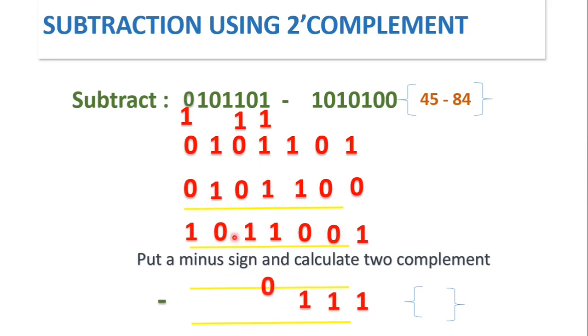So when you calculate the 2's complement of this number, the number that you get is 0 1 0 0 1 1. So that is also equal to minus 39. So let us move to the next problem, which is 90 minus 101.